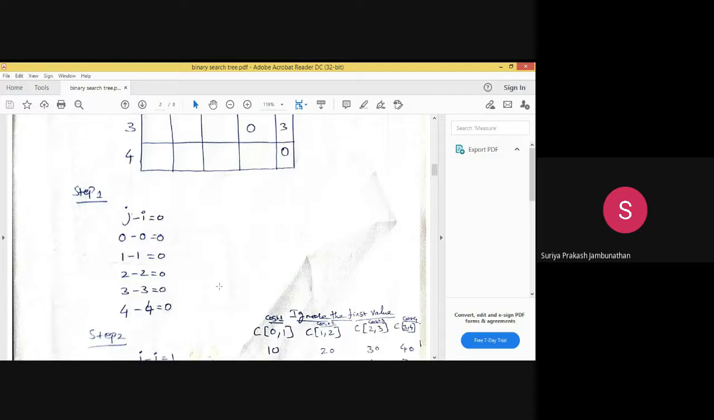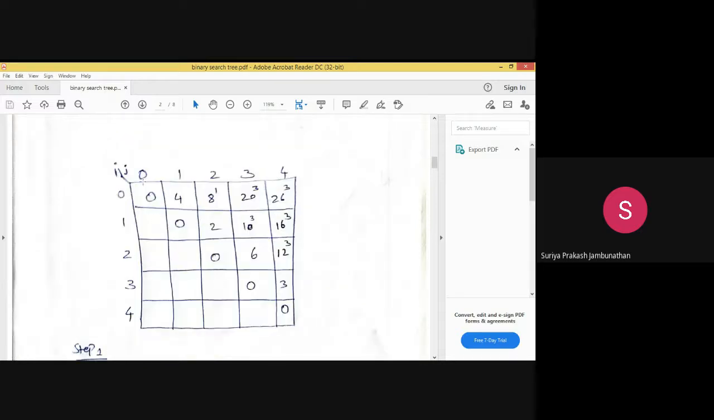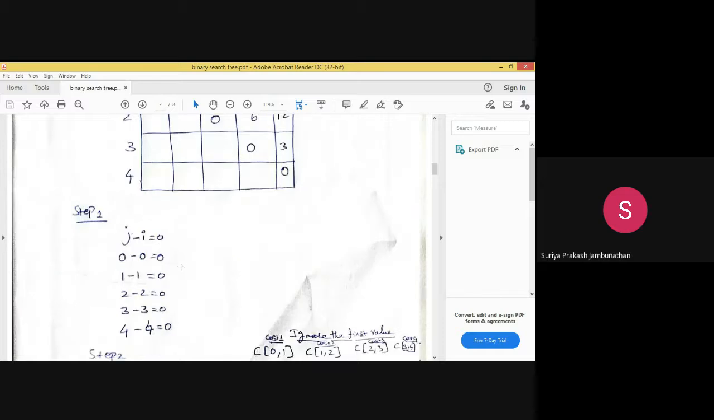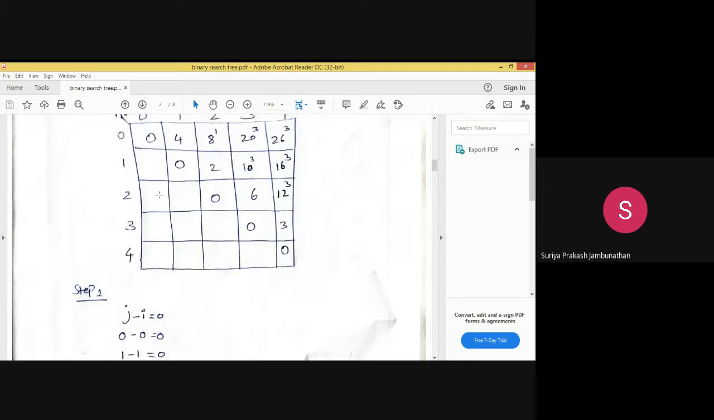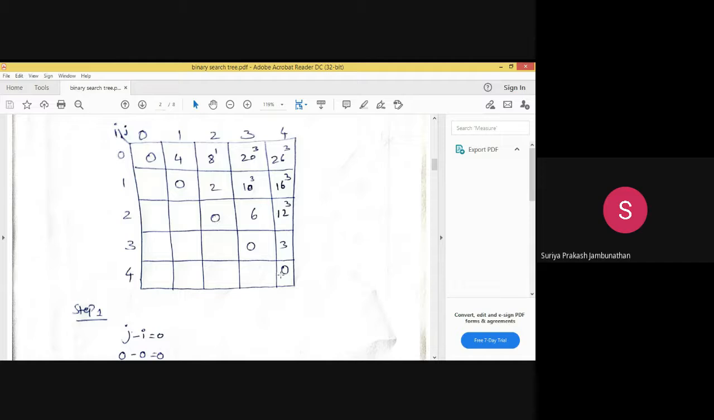So these 0 values we have to substitute in the diagonal. The 0 0 position is this position, so we substitute 0. 1 1 is this position, we substitute 0. 2 2 is this position, the third position, we substitute 0, and 3 3 will be this position, we substitute 0, and 4 4 is the last position, we substitute 0. So the entire diagonal is substituted with 0, because we identified j minus i is 0. So we are filling the 0 values in the table, on the diagonal side.